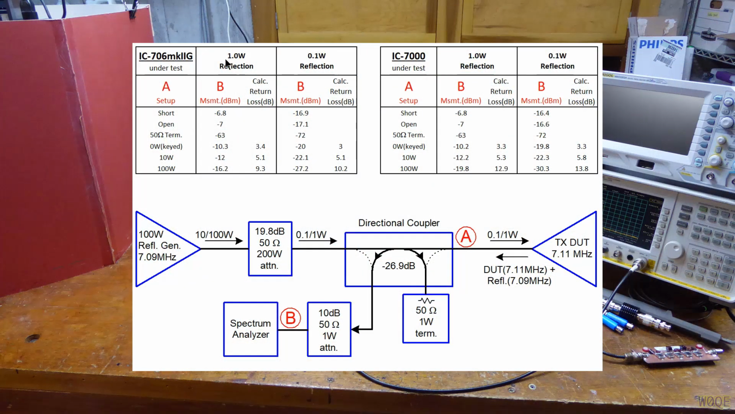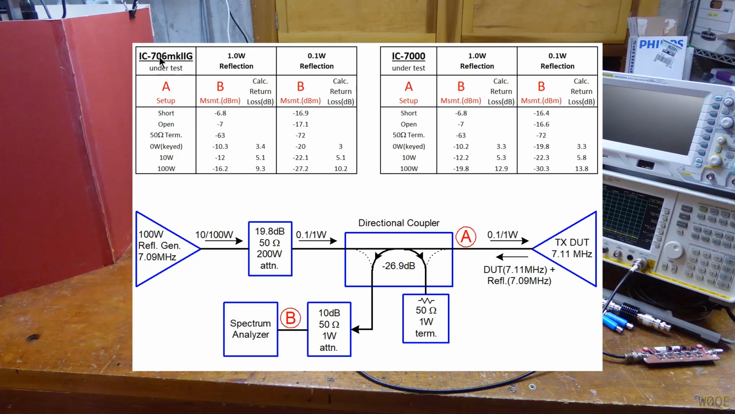Two tests are shown here. One where I tested the 706, one where I tested the 7000. When I swapped the radios, I actually did two other radios after that. I did a K3 and an ICOM 756 too, but the data is not shown here.